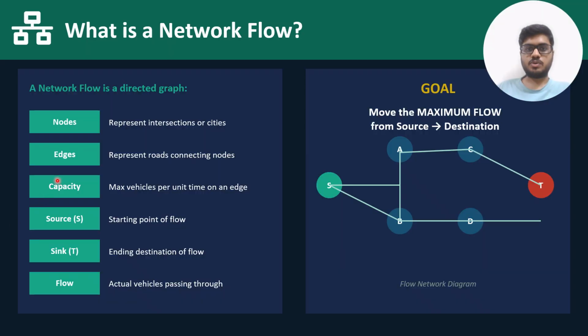A network flow is basically a graph model. In this model, nodes represent intersections or cities and edges represent roads. Each road has a capacity, which means how many vehicles it can handle. We also define a source, which is the starting point, and a sink, which is the destination. The goal is to send the maximum number of vehicles from the source to the destination efficiently.